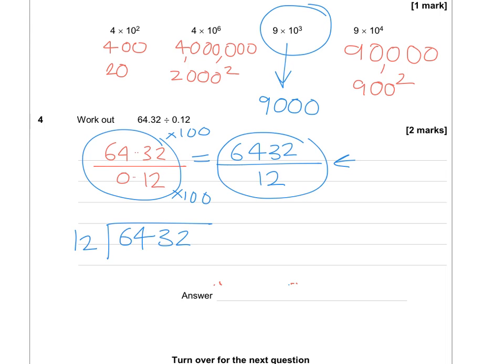12 divides into 64 5 times, leaving a remainder of 4. 12 divides into 43 3 times, 3 12s are 36, leaving a remainder of 7, and 12 divides into 72 6 times exactly. So the answer is 536.